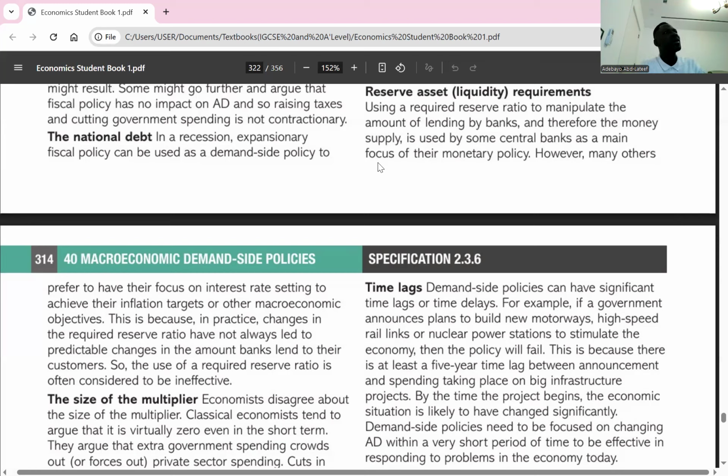But most of the time, banks will still lend customers more than what they even have in reserve. So that means focusing on interest rate will checkmate the irresponsibility of banks, not reserve asset ratio or requirement. Is it clear?